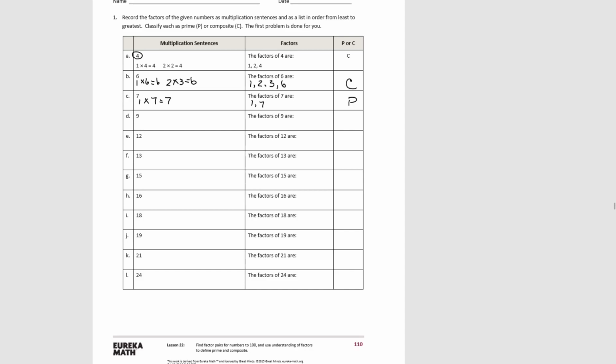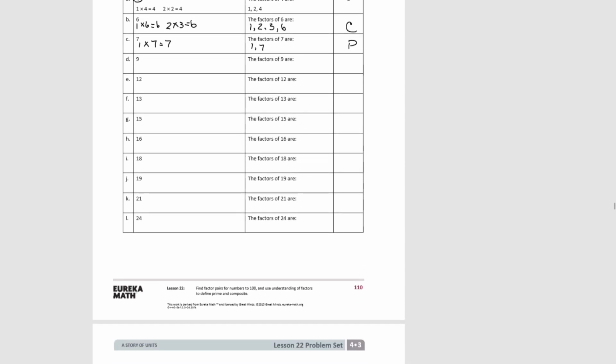Try the number 9 for part D. For this one, we have 1 times 9. We also have 3 times 3. So our factors in order would be 1, 3, and 9. And because we have factors other than 1 and 9, that makes this number composite. Try E.